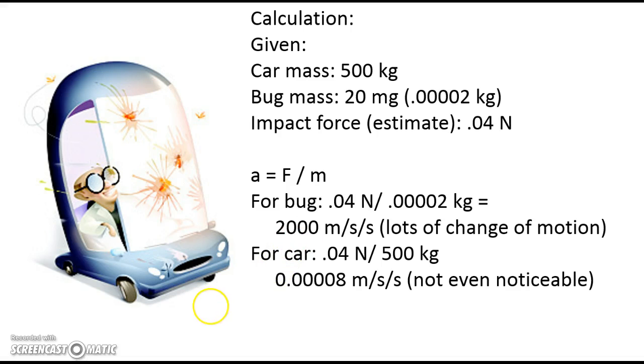But how about for the car? Let's take a look at that. For the car, that same force, 0.04 newtons, we divide by mass to find out the acceleration. So we're dividing by 500 kilograms. We end up with a value of 0.00008 meters per second per second.